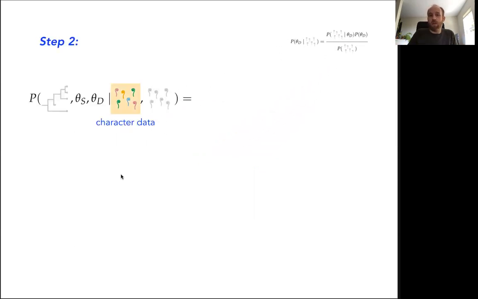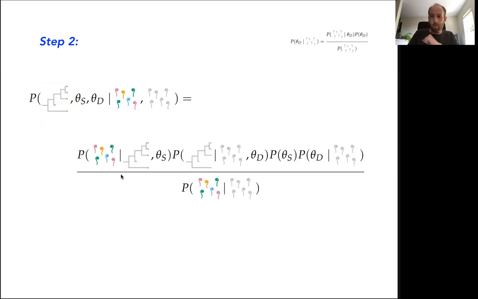In the second step, we would collect new character data. So we took our samples and we threw them in a sequencer, or we recorded their morphological states. And now we're interested in inferring the tree that relates those samples. And we also have a substitution model which describes how the characters evolve. The posterior distribution for the second step would look like this.